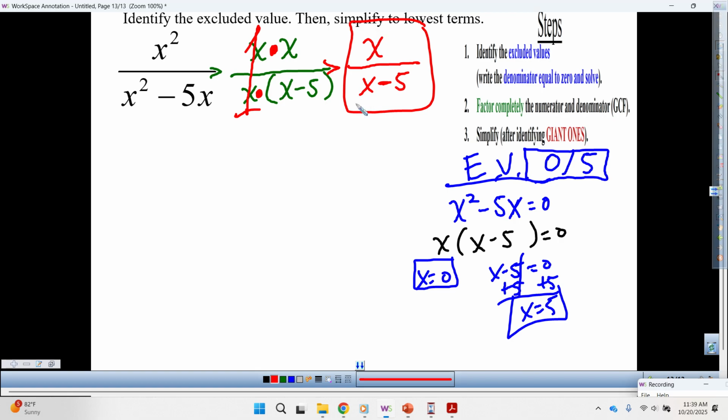Tell your neighbor why we can't do a giant 1 here again. Tell your neighbor why we can't do a giant 1 there. Why? Because there's what? Subtraction. Is that correct? We don't have multiplication. All right? From 1 to 5, how comfortable are you with that so far? Where are we at? Yeah, 4, 5, 3s.